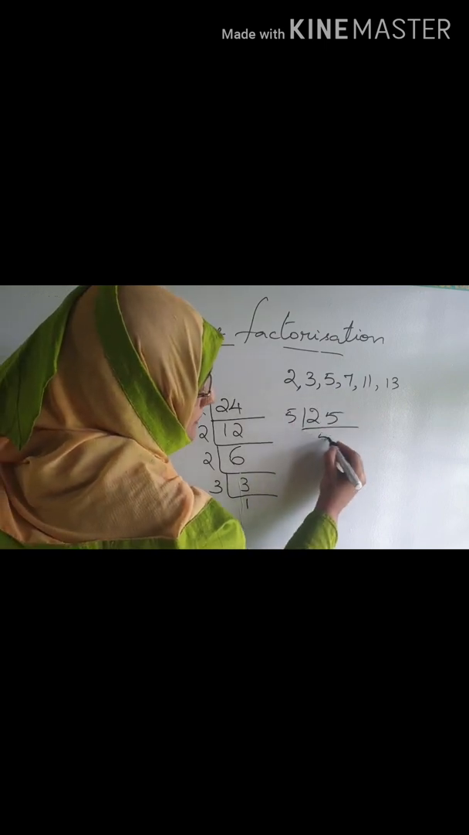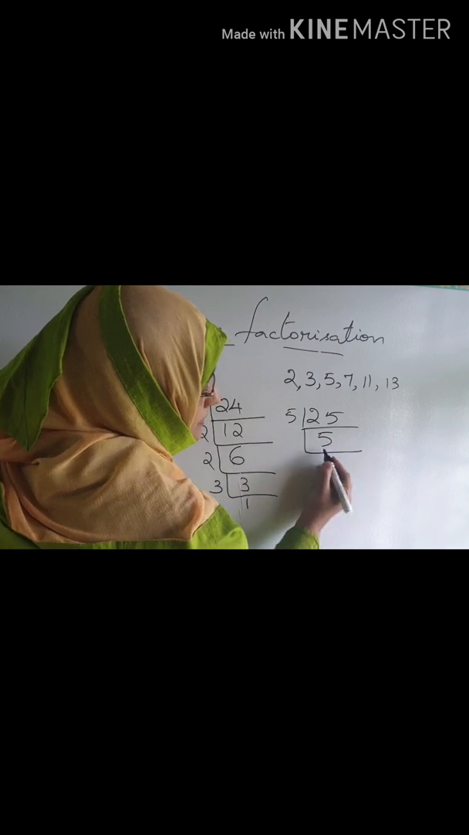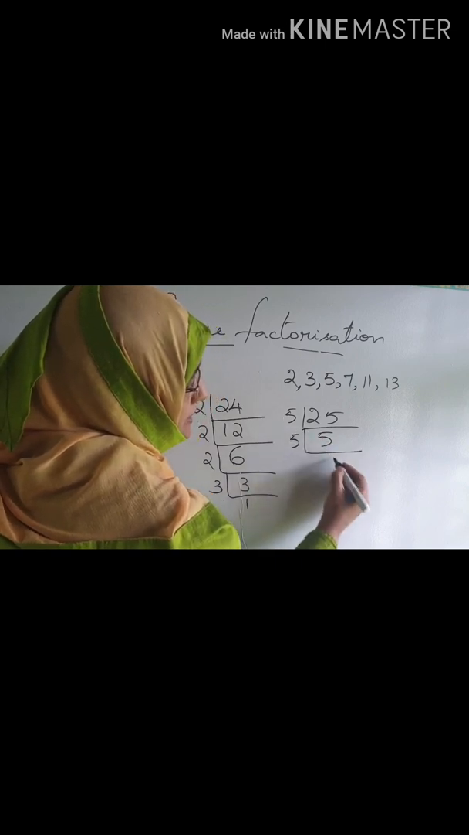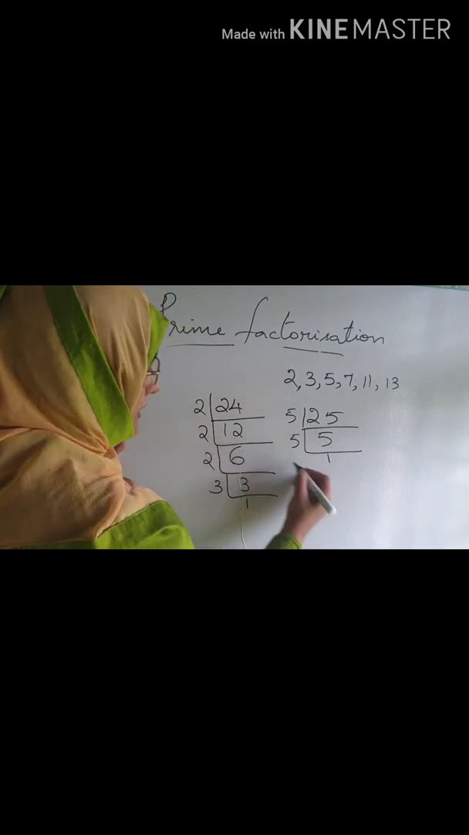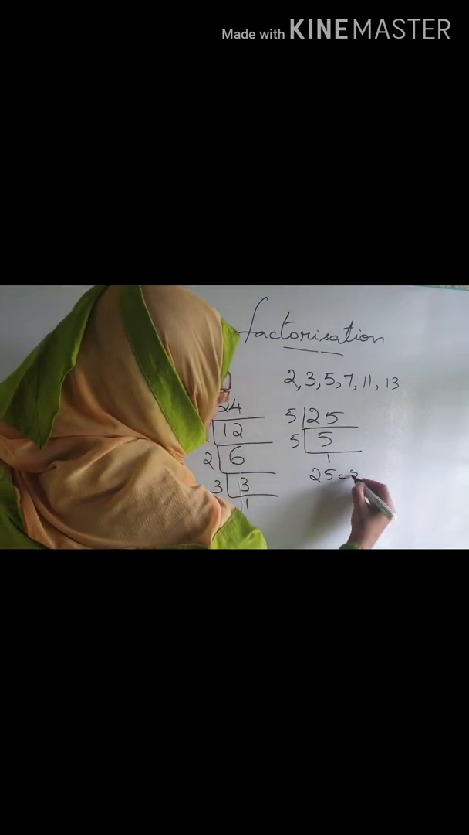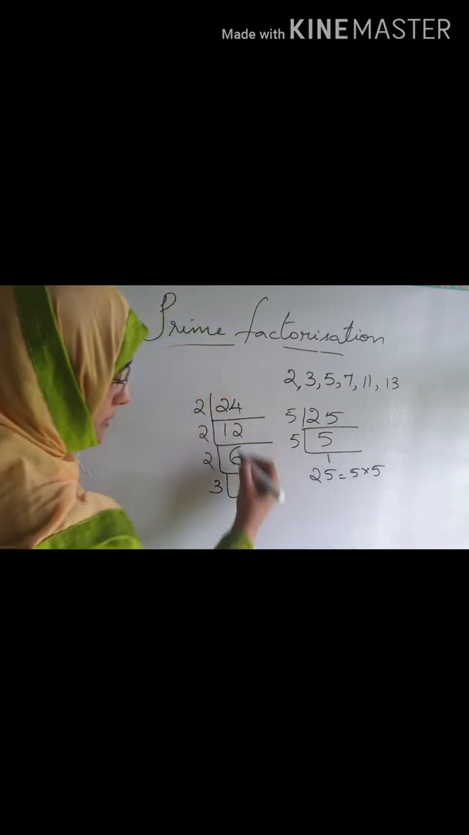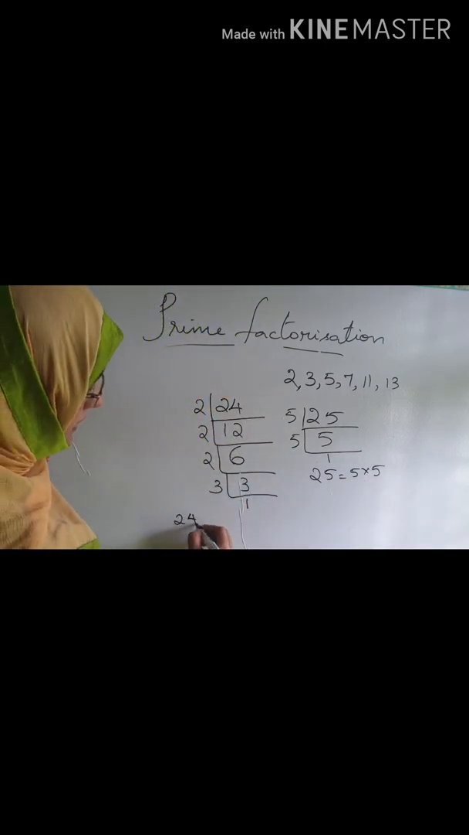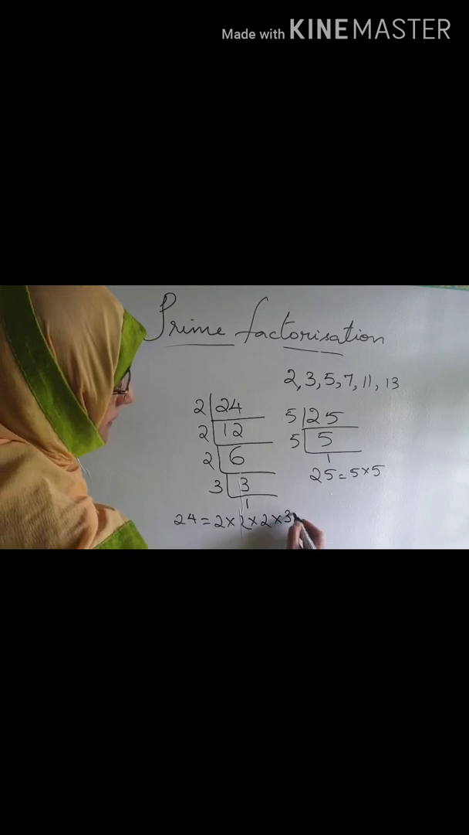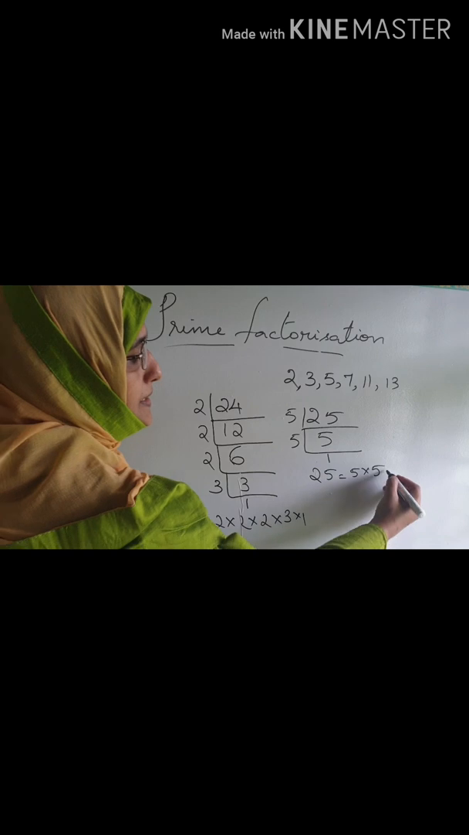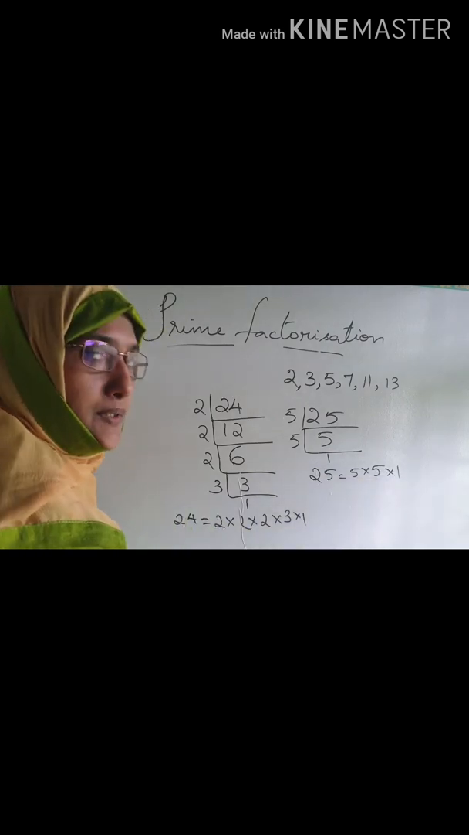So 25 divided by 5 is 5. 5 is a prime number, so you can use 5 itself. So the answer is, you factorize it, isn't it? How will you write this? 25 you can write as 5 into 5, and 24 you can write as 2 into 2 into 2 into 3 into 1. 1 is always there, isn't it? 1 is a factor of all the numbers.